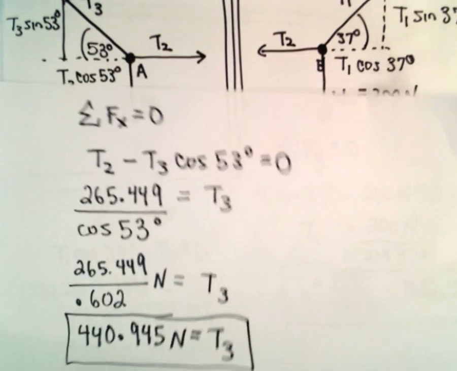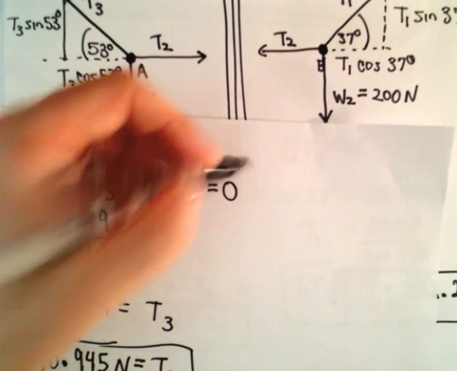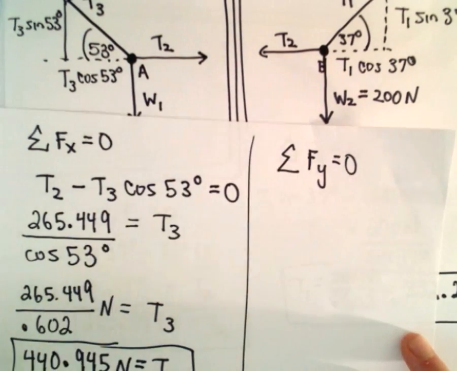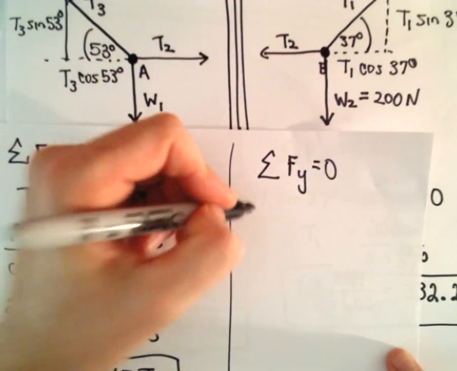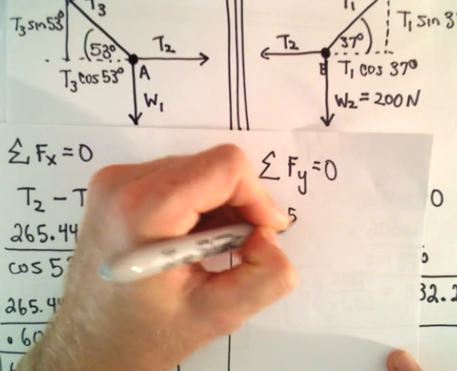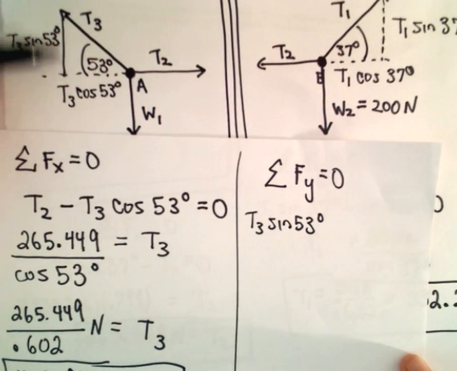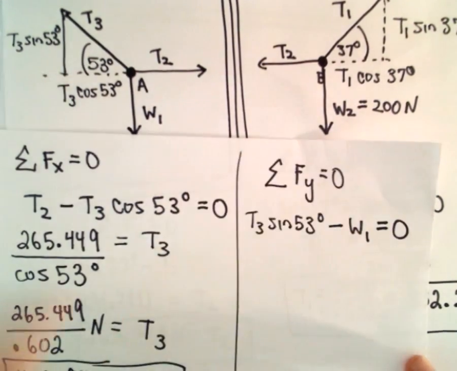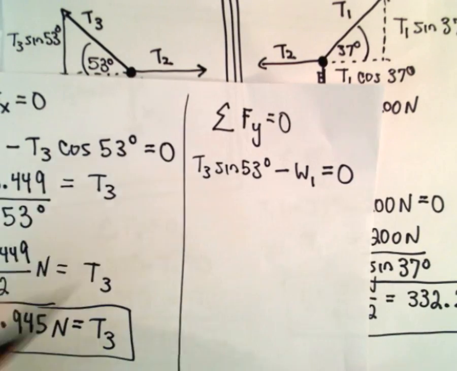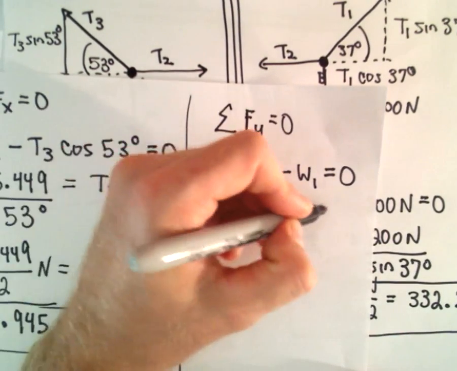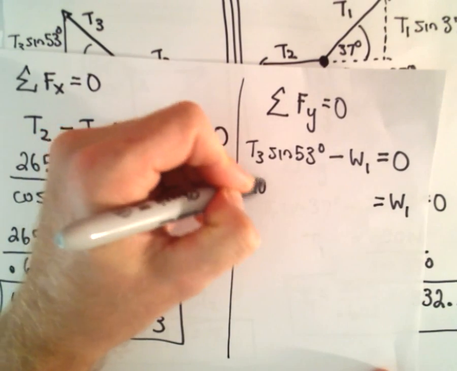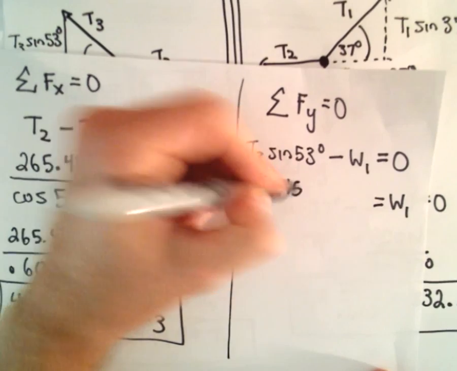The only thing left now is to find the weight, W1. We can use the fact that if we sum up the vertical forces, that's going to be 0. So if we take T3 times sine of 53 degrees, there's our vertical component, minus the weight W1, that's going to equal 0. We're almost there now. We can add W1 over. T3 again is right down here, we had 440.945 newtons.